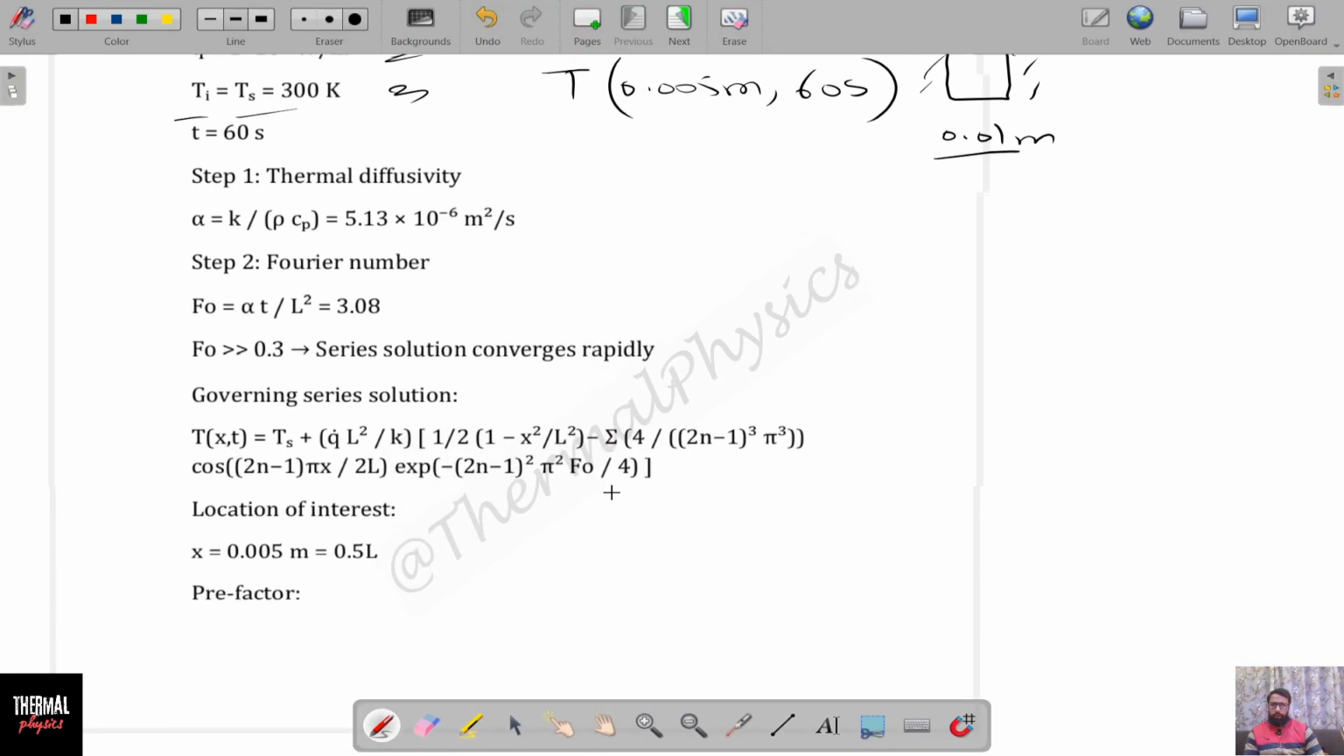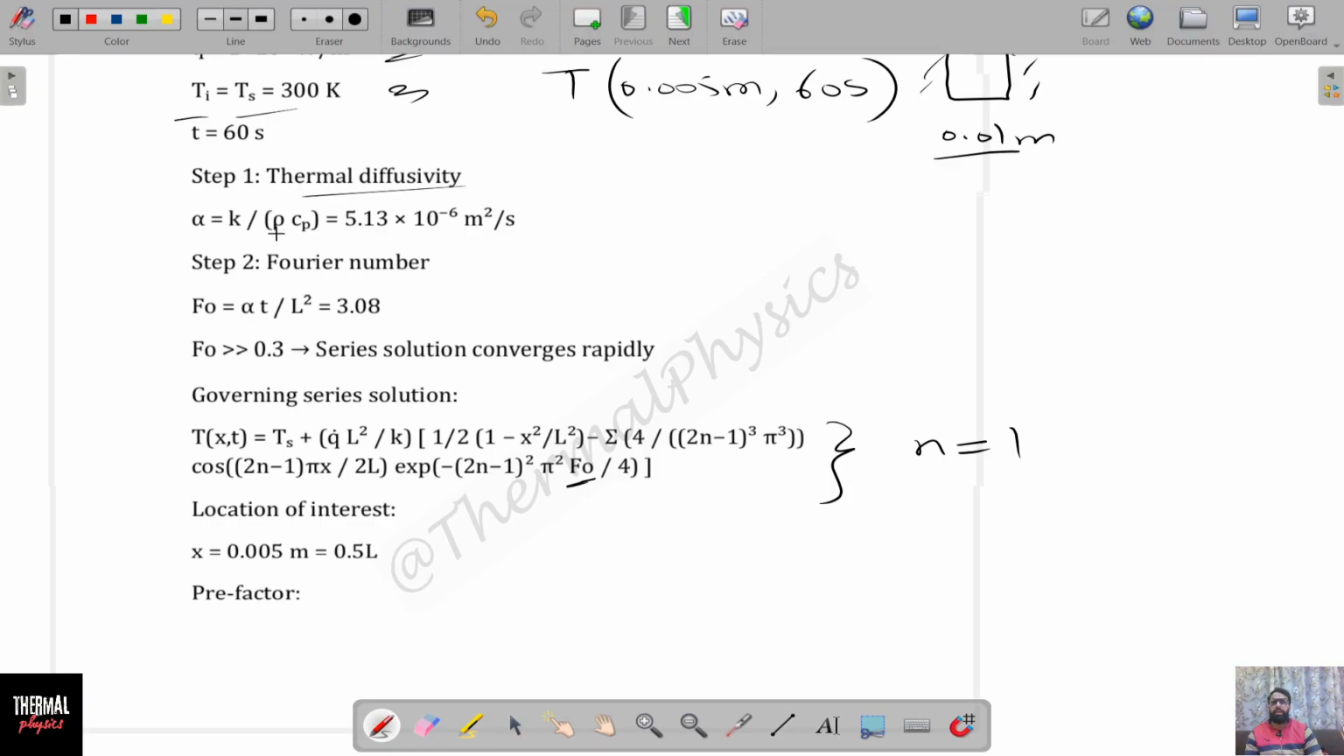Now this is our final solution equation in the form of an infinite series, and as we saw in the previous videos, the solution is going to lie in the first term. We are going to use the first term approximation, and the contribution of the higher terms will be negligible. For this we need the Fourier number, and for the Fourier number we need alpha, the thermal diffusivity. So we are going to start with the thermal diffusivity.